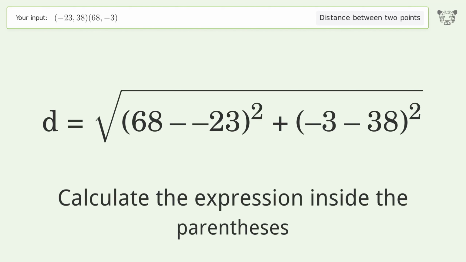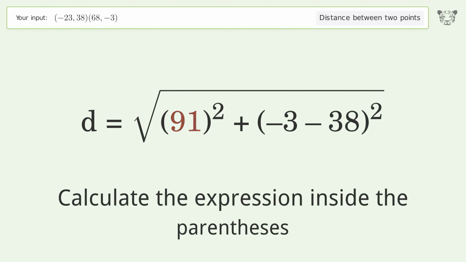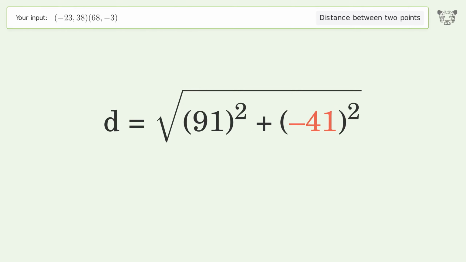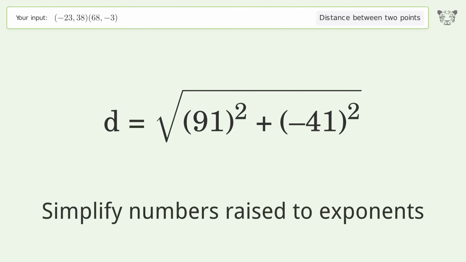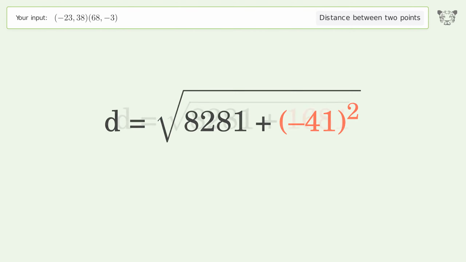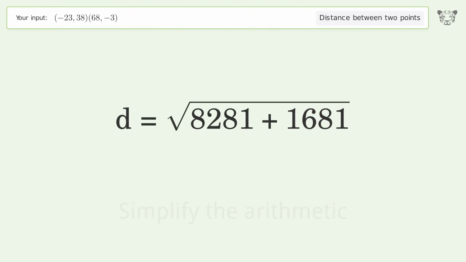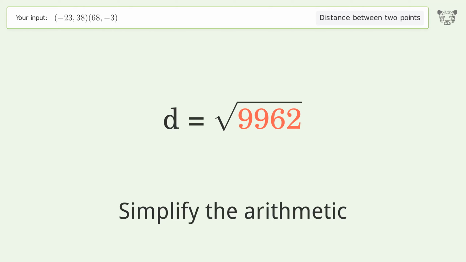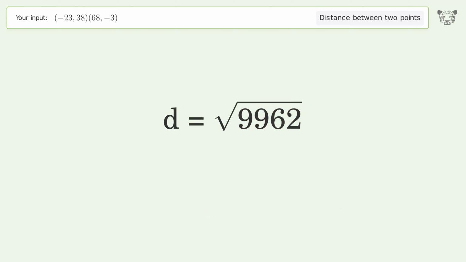Calculate the expression inside the parentheses. Simplify numbers raised to exponents. Simplify the arithmetic. And so the distance between the 2 points is the square root of 9,962, or 99.81.